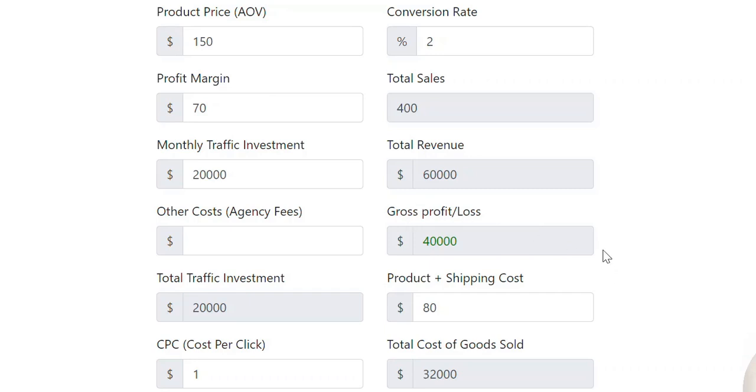Okay, but just to give you a few tips, to increase your product price or your average order value, there are a few things you can do. For instance, you can sell in bundles. You can bundle products together.